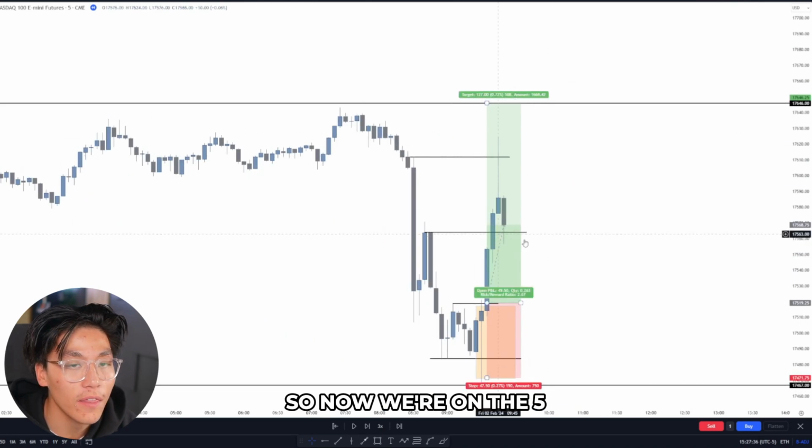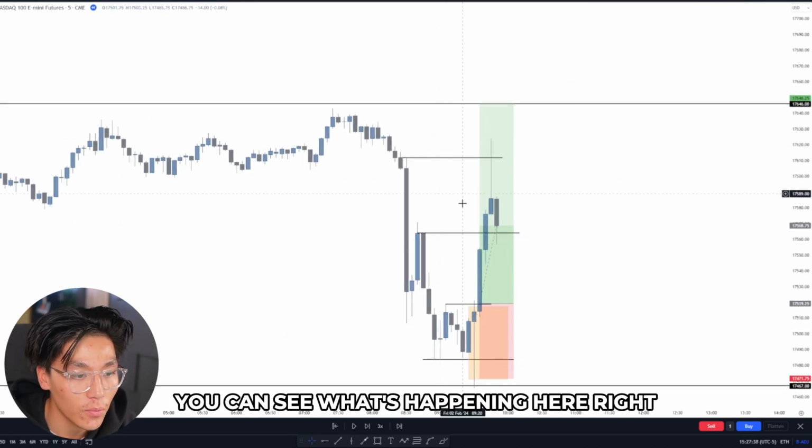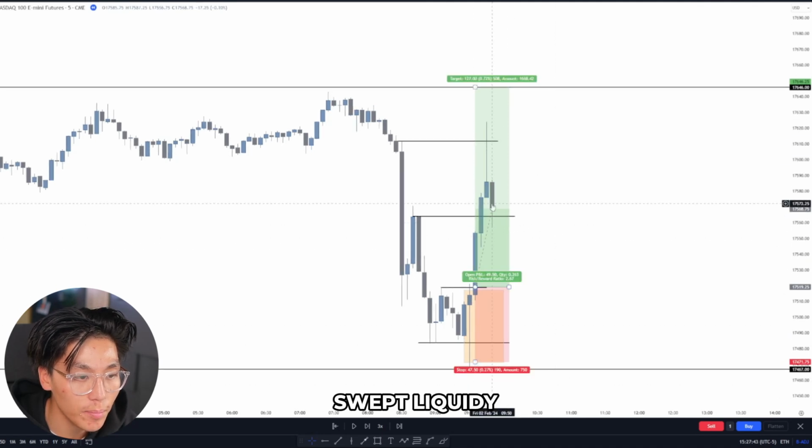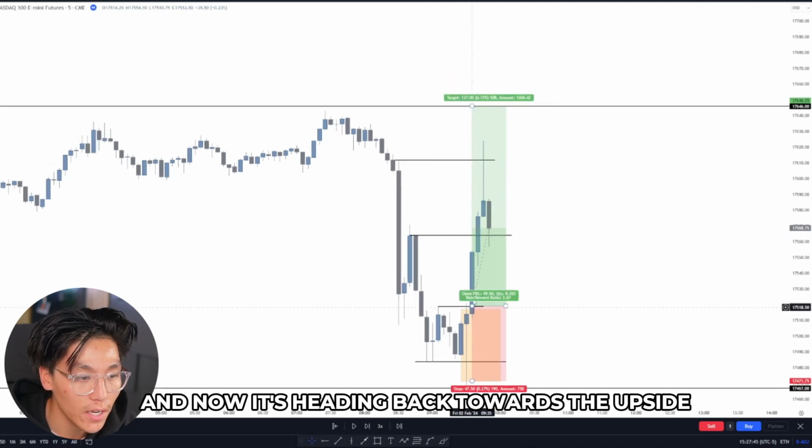So now we're on the 5-minute time frame. You can see what's happening here. So price gets above the break of structure levels. It came down, swept liquidity, and now it's heading back towards the upside. So now we're in an uptrend.